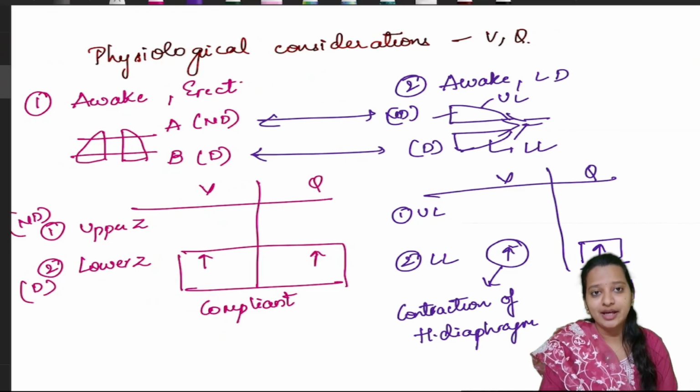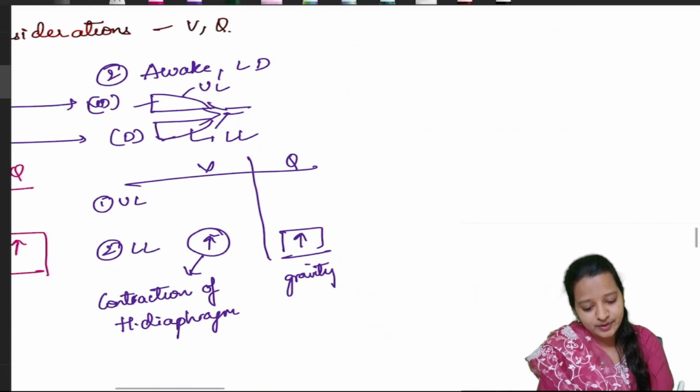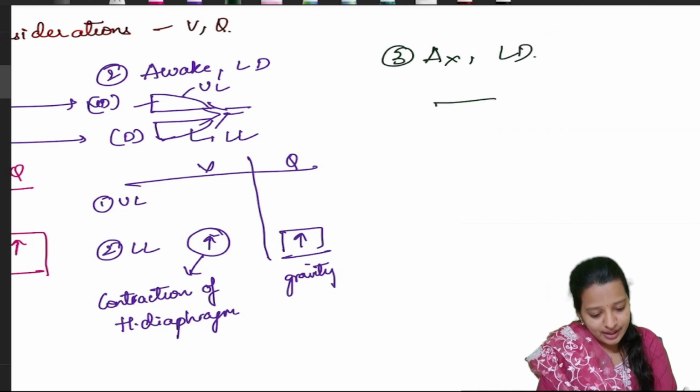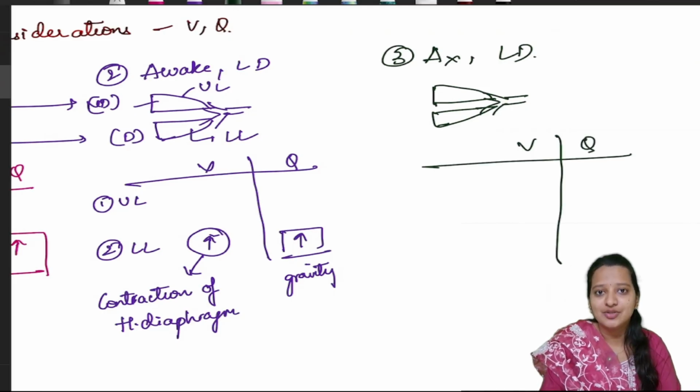Okay, so this is awake and lateral decubitus. Now, let us go to the third scenario. Sorry, the patient is in lateral decubitus but anesthetized. The patient is anesthetized and in lateral decubitus. So the position and orientation of the lungs remain the same. What happens to the ventilation and perfusion now? Will there be any change or not?